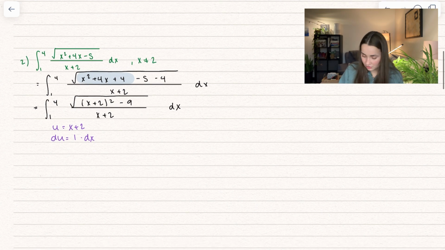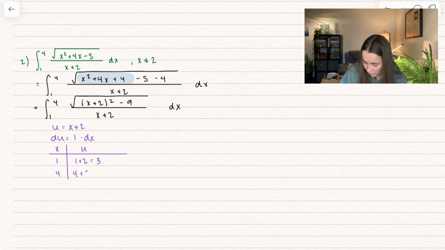We also need to change our bounds, which are 1 and 4. And we want to go ahead and figure out what our new u bounds are going to be. And we're going to get that by adding 2. So 1 plus 2 is equal to 3. 4 plus 2 is equal to 6.